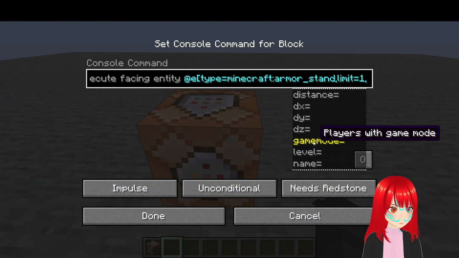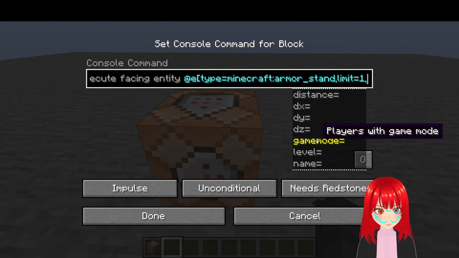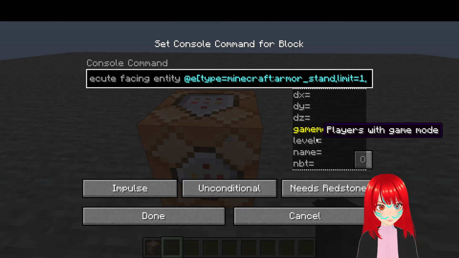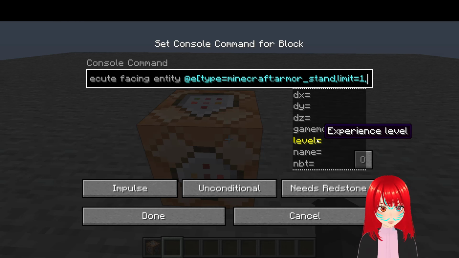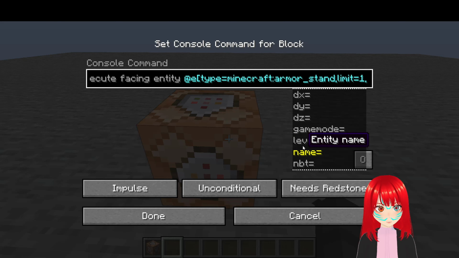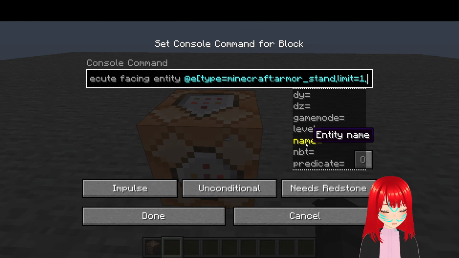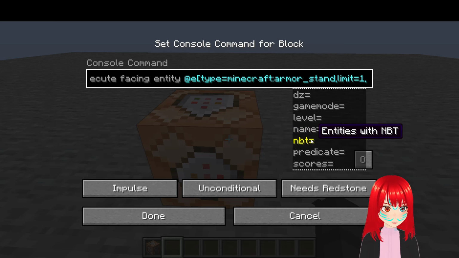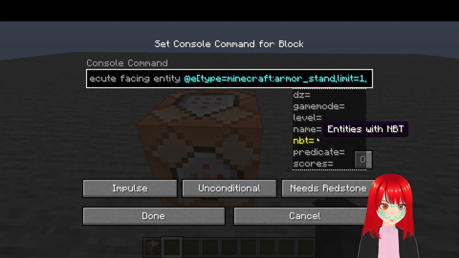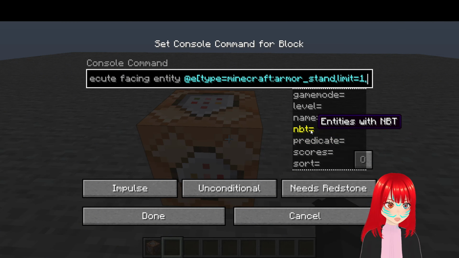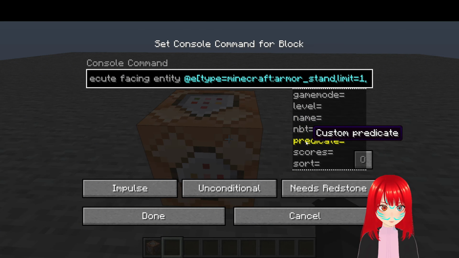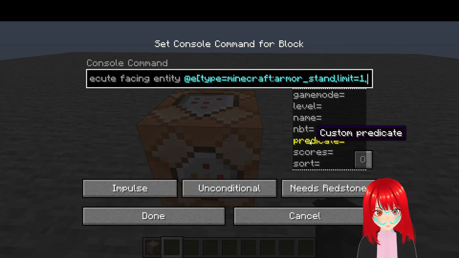Game mode. That means anybody with that game mode, that's going to be survival, creative, adventure, things like that. Experience level, you know what an experience level is. The entity's name, that's pretty easy. The NBT means it'll take anybody or any entity with that NBT tag. You write the NBT tags typically whenever you're summoning things, so you know what that is, and you can use it to do all that, which will be helpful later.